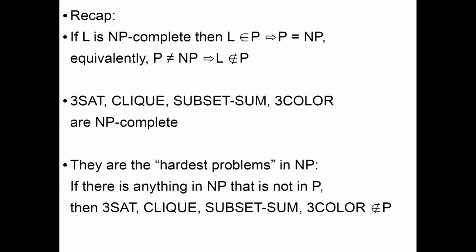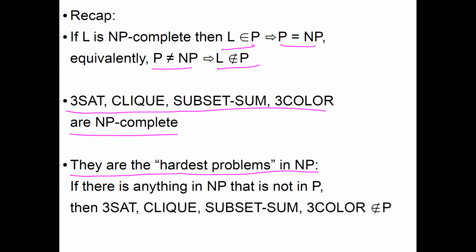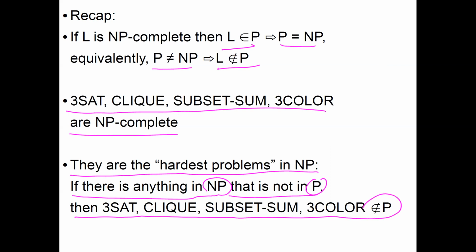Okay, let's recap. If L is NP complete, then it has the property that if L is in P, then P is equal to NP. Equivalently, if you believe that P is different from NP, then also L is not in P. So 3-SAT, click, subset sum, tricolor, they're all NP complete. And in the sense above, they are the hardest problems in NP. If there is anything in NP which is not in P, then in particular 3-SAT, click, subset sum, tricolor, they're not in P.